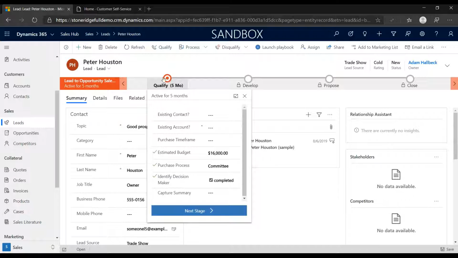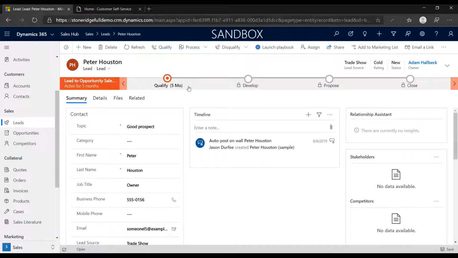The nice thing about this is it's a very great driver for user adoption and does keep everything in lockstep when it comes to the data that we need, the required or the recommended data that we're filling in as we work this lead. So business process flows, great driver for success in data quality and engagement on a user basis.